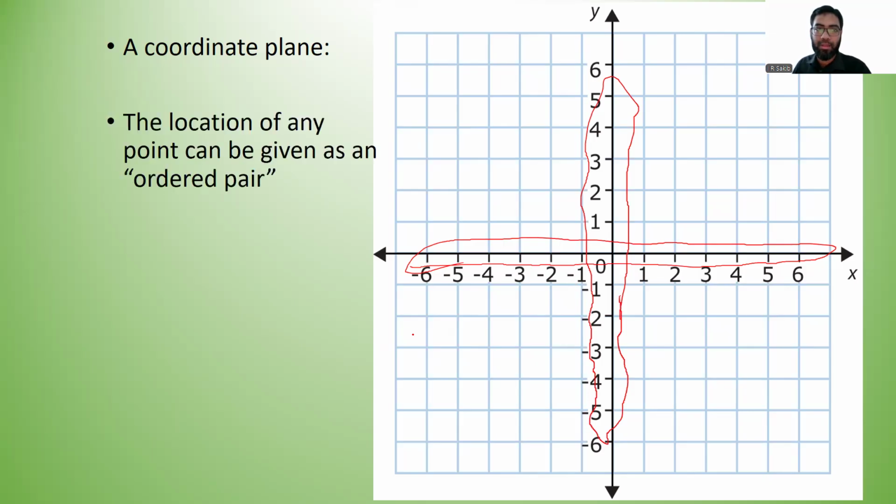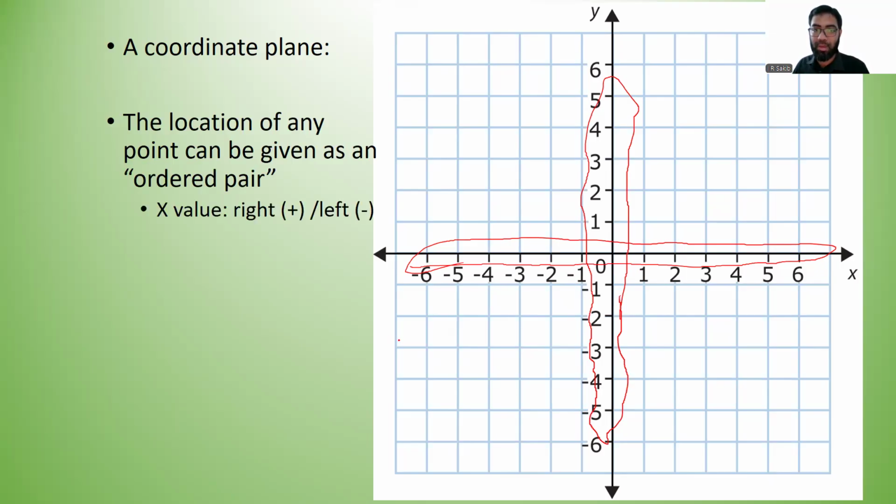So a location of any point can be given in an ordered pair. What does the word ordered pair mean? The ordered pair means that the x coordinate will always come before the y coordinate. Why is it called ordered? Because in alphabetical order, x comes before y. So here as well, the x coordinate comes before the y coordinate.